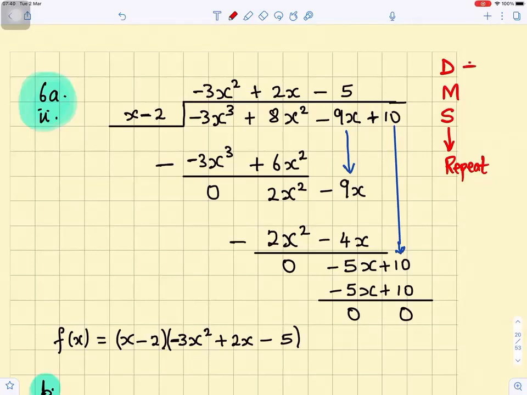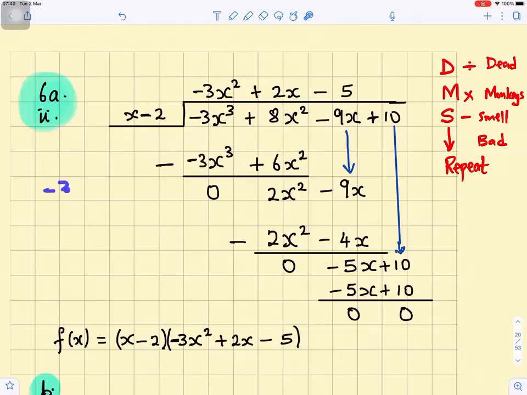So divide, multiply, subtract, bring down, and then repeat. And the way to remember it is: dead monkeys smell bad, and repeat. So we divide 3x cubed divided by x squared.